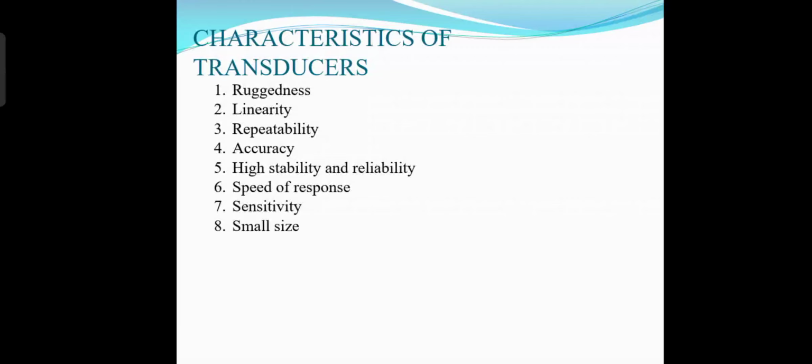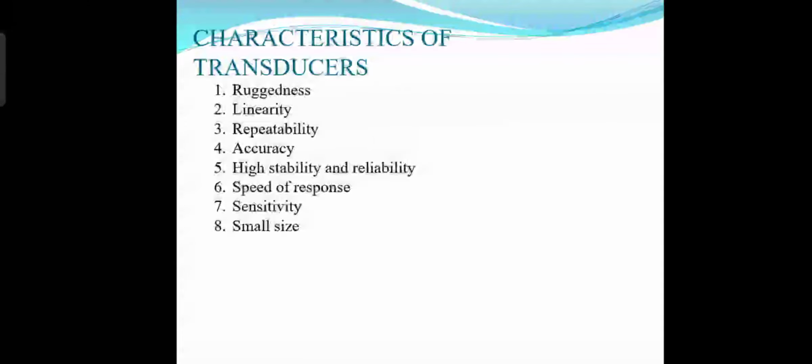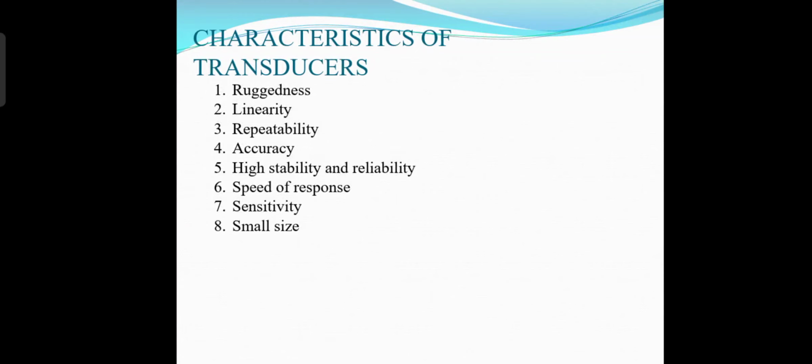Now we will see the different characteristics of the transducer. The different characteristics of a transducer are ruggedness, linearity, repeatability, accuracy, high stability and reliability, speed of response, sensitivity and small size. First we will see what is meant by ruggedness. Ruggedness is generally defined as that the transducer should be mechanically rugged in nature to withstand overloads. It should have overload protection.